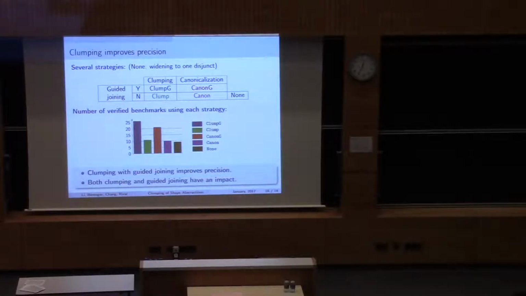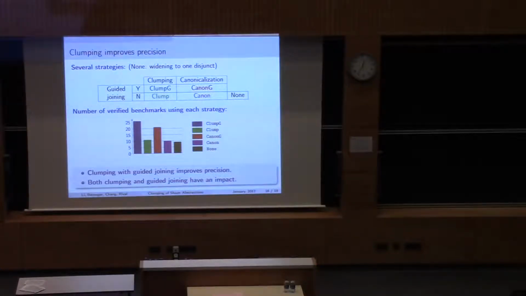To evaluate that clumping improves precision, we set up several strategies, including clumping with guided joining, clumping without guided joining, canonicalization with guided joining, canonicalization without guided joining, and none. Here, none means we always keep one-to-one disjuncts. We collect the number of verified benchmarks using each strategy.